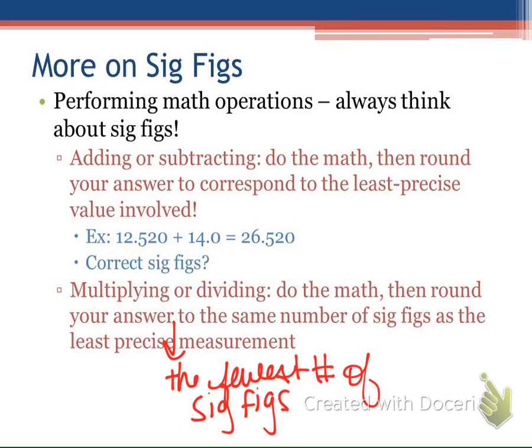Okay? Yeah, you might have to condense it, you might have to put it in scientific notation, you might have to round some numbers. You have to take a look, but we're gonna try some practice ones of them here. Okay? So adding and subtracting, you're looking at decimal places. Multiplying and dividing, you're looking at number of significant figures. Okay?